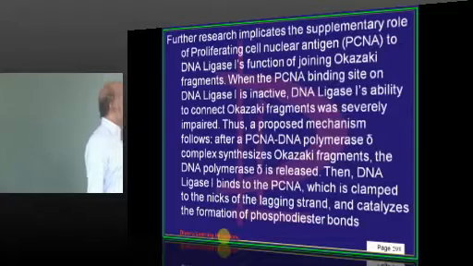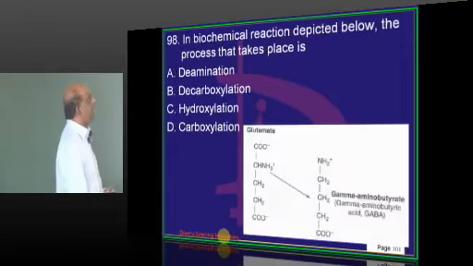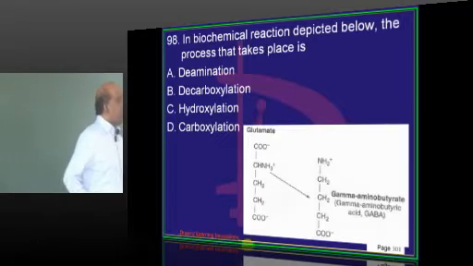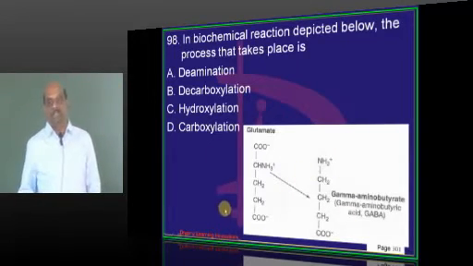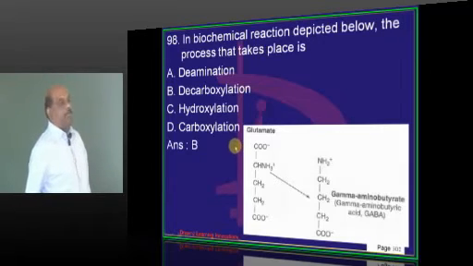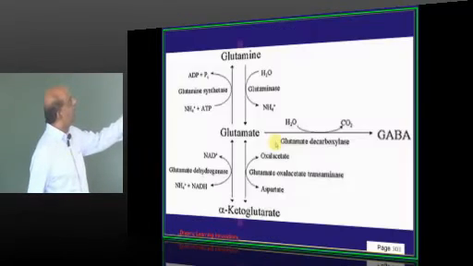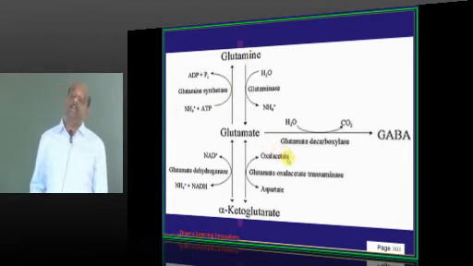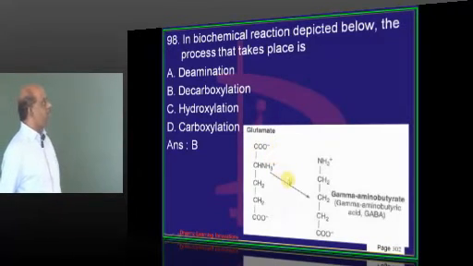Then, actual pattern of calcification? Silicosis. Actually, for glutamate to GABA conversion, which reaction is involved was the examiner's question. Decarboxylation. It was decarboxylation. Vitamin K. K is for gamma carboxylation, no? Of the clotting factors. Gamma carboxylation of clotting factors. This glutamate to GABA is an example of decarboxylation, losing CO2.